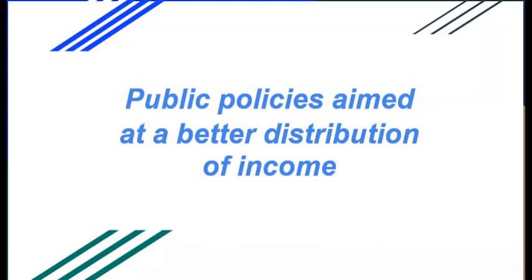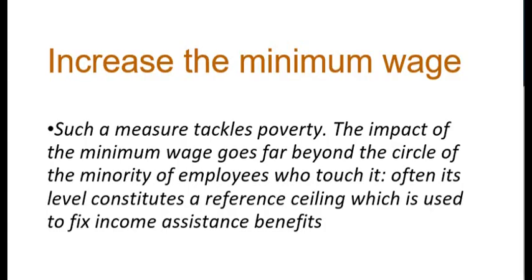Here, let's talk about the public policies aimed at a better distribution of income. Firstly, we could talk about the increase of the minimum wage. Such a measure helps fight poverty. The impact of the minimum wage goes far beyond the minority of employees who earn it. Often its level constitutes a reference which is used to fix income assistance benefits. So it does help some people to fight inequality and poverty in society. That's a good thing for poor people.